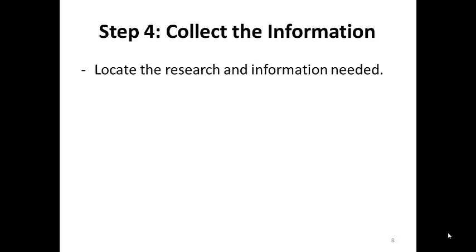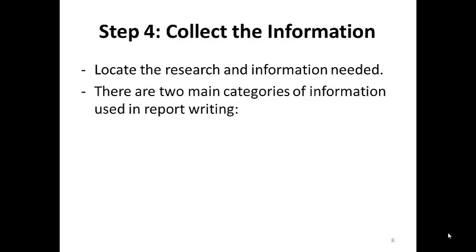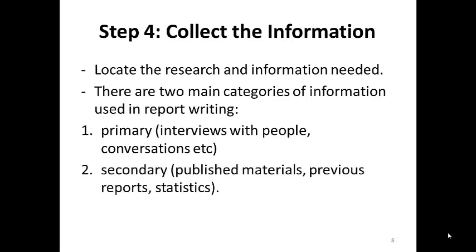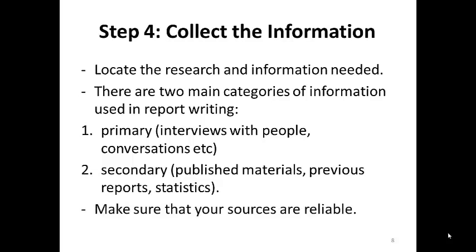Now, step 4, collecting the information. After having identified the issues and topics, you need to locate the research and information needed. Now, there are two main categories of information used in report writing. It's either primary, which includes interviews with people, conversations and so on, face-to-face, and secondary, which involves published materials or reports and statistics. Now, make sure that your sources are reliable and that they're credible as well.